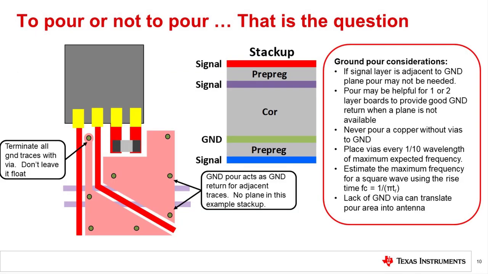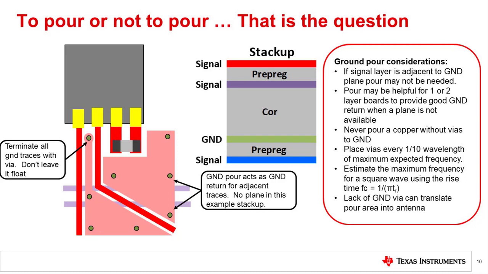A common practice used to minimize coupling between traces is to use a ground pour between the traces. The idea is that the signal will couple into the adjacent ground pour rather than into each other. Ground pour can be effective if it is well tied into other ground planes with vias, but it will make things worse if it is not.